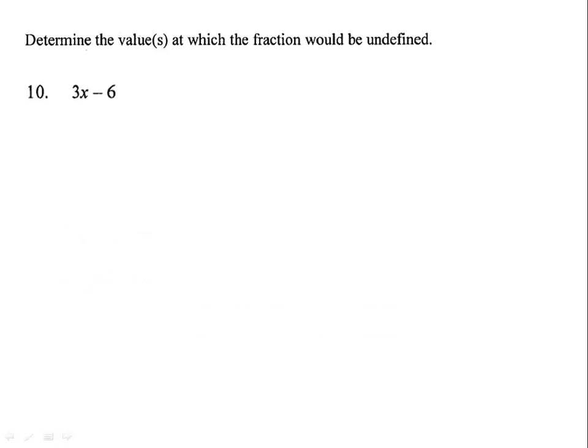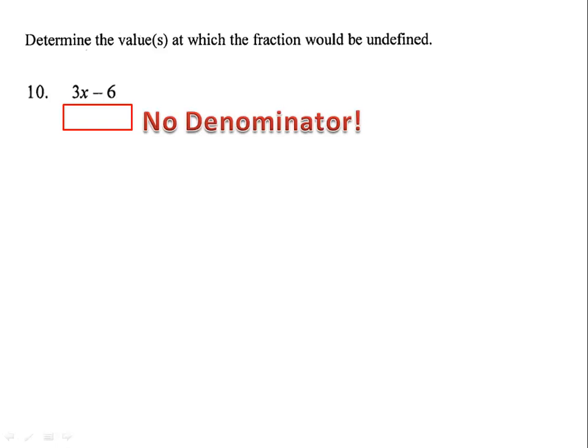One final example for today, we simply have 3x minus 6. Well, notice there is no fraction here at all. There's no denominator. The denominator is empty. And really, the only time we have a problem is if we have a denominator that has a variable in it. But if there's no denominator, there can't possibly be a problem, and so therefore, there are no undefined values.